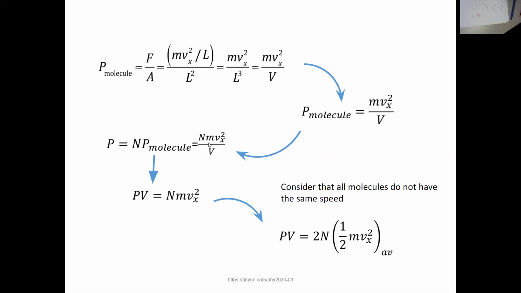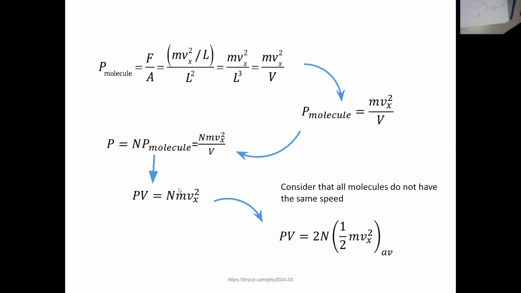Now, from this equation, P would be equal to mv squared divided by capital V from the very right here, okay? So if you rearrange the term, you multiply both sides by V, you get PV on the left here, and then you get capital N mvx squared on the right, okay?